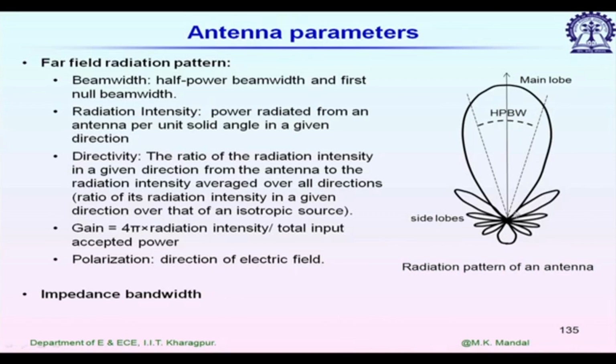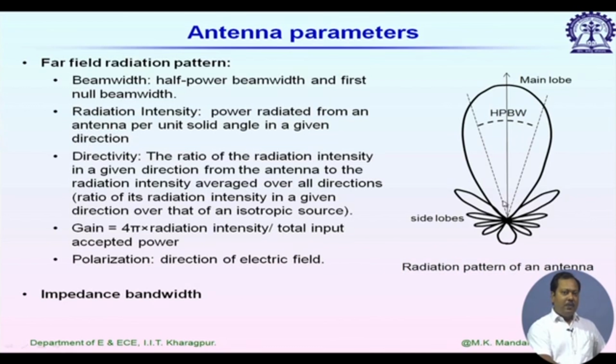So, if I consider this particular direction, we do not have any radiation in this direction. We call this a radiation null: this antenna has a radiation null in this direction. So, the angular separation from the first null on the left-hand side to the first null on the right-hand side we call the first null beam width of the antenna, and usually for most antennas the half power beam width is half of the first null beam width.